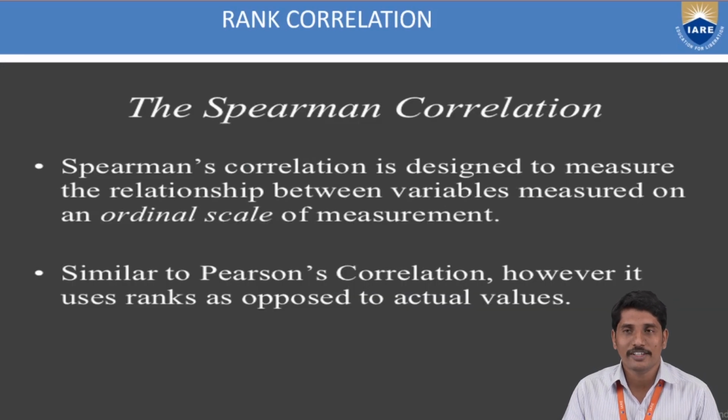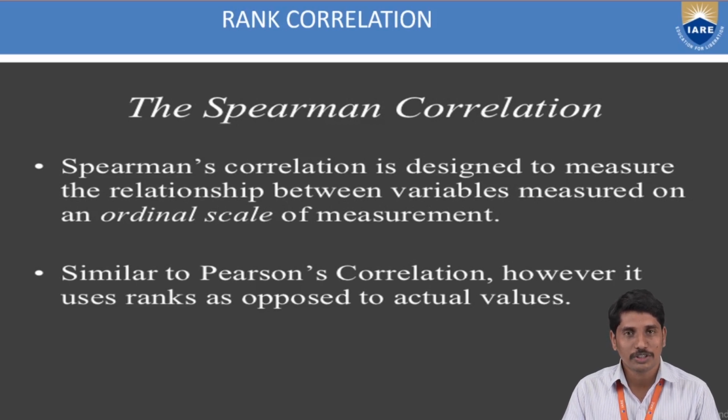Spearman's correlation is designed to measure the relationship between two variables x and y where the values of x and y are ordinally arranged. That means there are two kinds of arrangement of numbers, cardinal and ordinal. Cardinal arrangement means we just arrange the values according to their magnitude, that is 1, 2, 3, 4, 5. These are cardinal arrangements. If we give order, then it becomes ordinal arrangement. That means if we say first, second, third, fourth, fifth, then it is called ordinal arrangement.